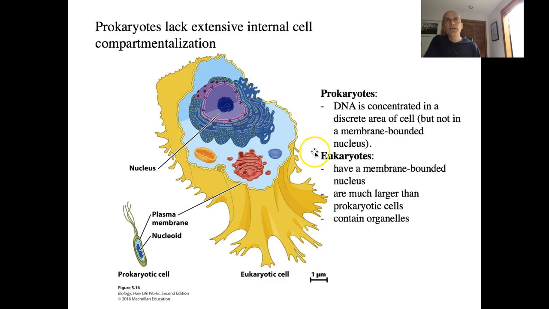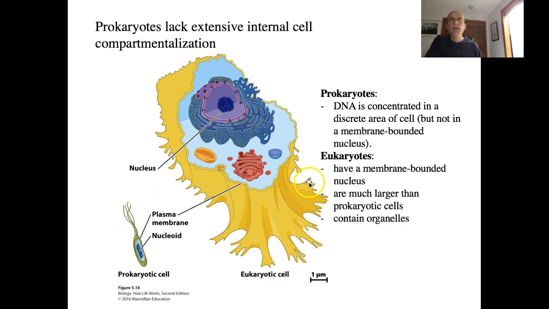And prokaryotes have DNA, but the DNA is not contained in a nucleus. So the nucleus is what makes the eukaryote proper. Nucleus is what eukaryote actually means, translated from Greek. And prokaryote is sort of a prototype of a nucleus.